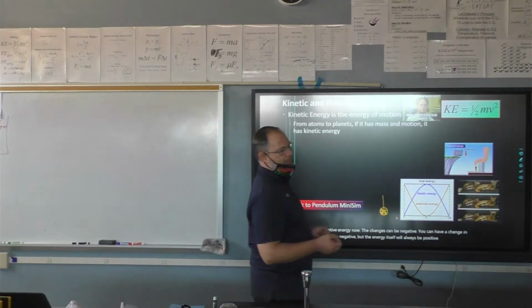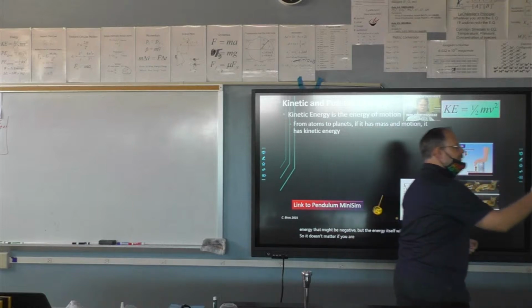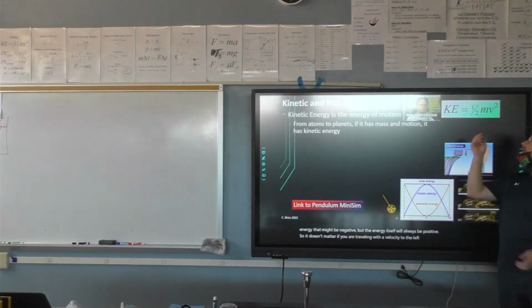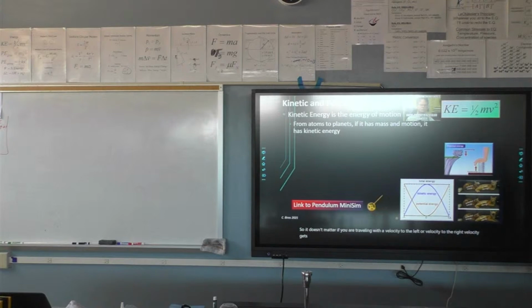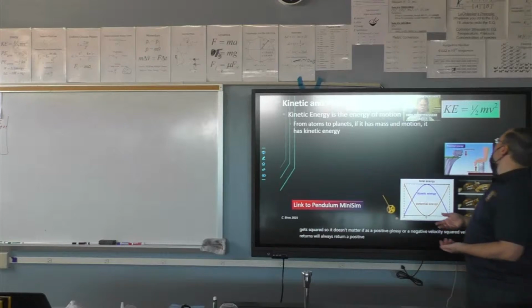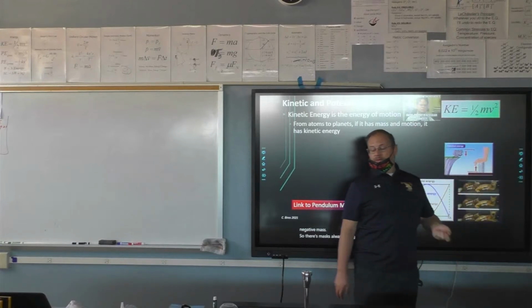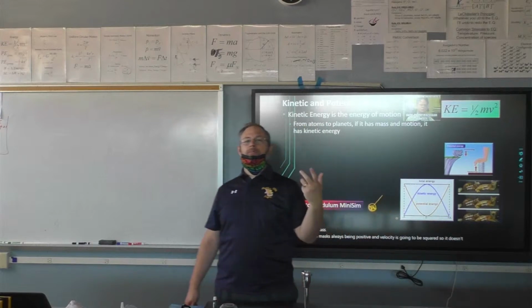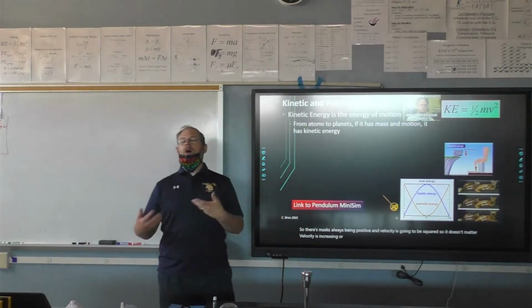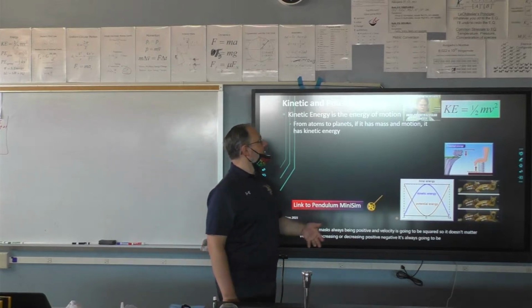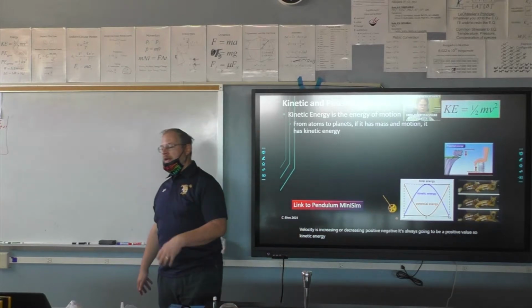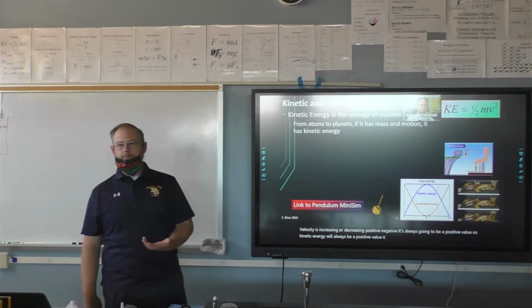So it doesn't matter if you're traveling with a velocity to the left or a velocity to the right. Velocity gets squared, so it doesn't matter if it has a positive velocity or a negative velocity, a squared velocity will always return a positive value. Hopefully that makes sense. You can't have a negative mass, so mass is always going to be positive, and velocity is going to be squared, so it doesn't matter if velocity is increasing or decreasing, positive or negative, it's always going to be a positive value. So kinetic energy will always be a positive value. It is a scalar.